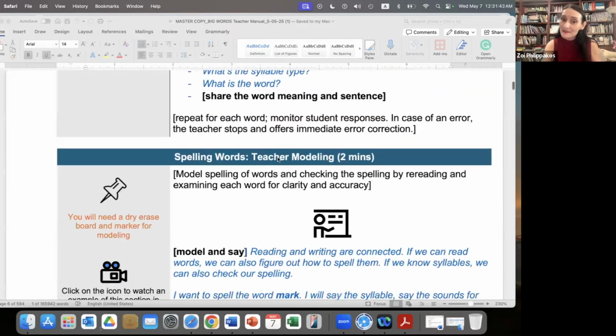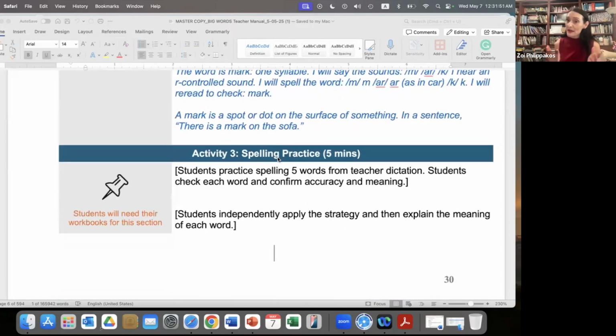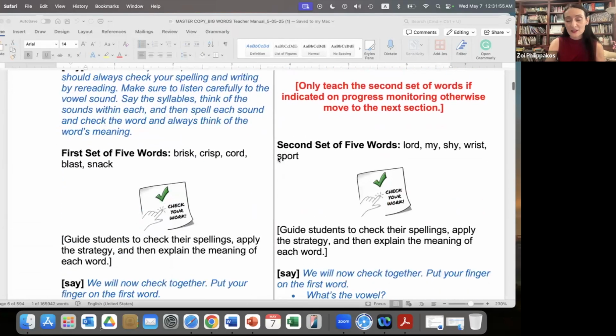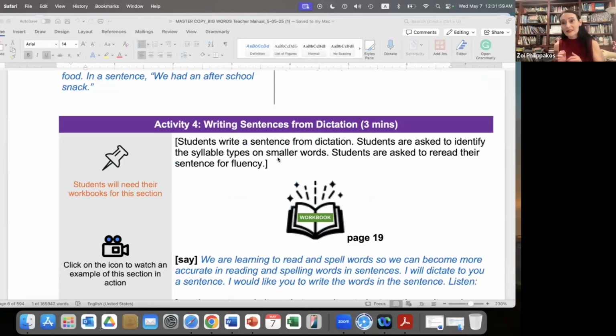And after that, the teacher models spelling. So we transition from reading to spelling. The teacher will model spelling. The students will spell. They will correct with the support of the teacher as the teacher reviews. And then after that, there is writing sentences from dictation.